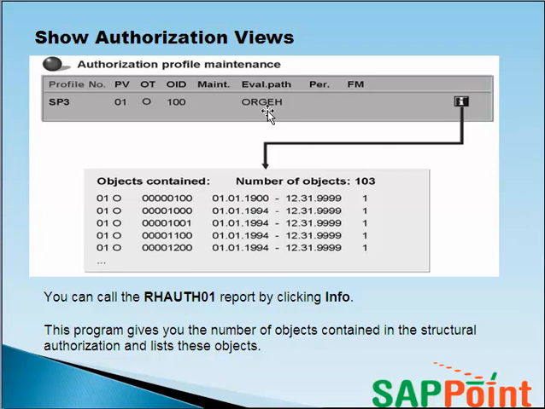So depending on the evaluation path and how we are defining, whether using a function module or the specific object ID here, when you click on the icon, the system will, depending on how the evaluation path has been defined, return or display the objects contained in that structure authorization. And this icon I is linked with that report RHAUTH01.